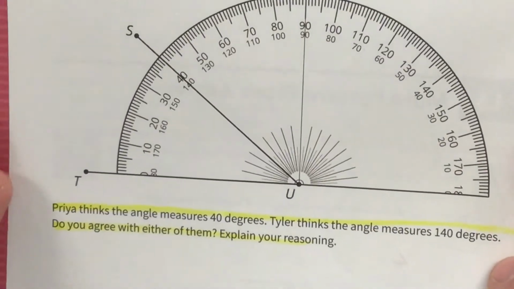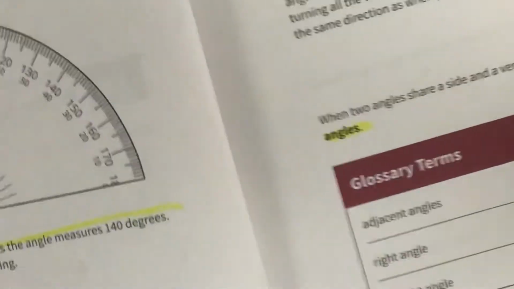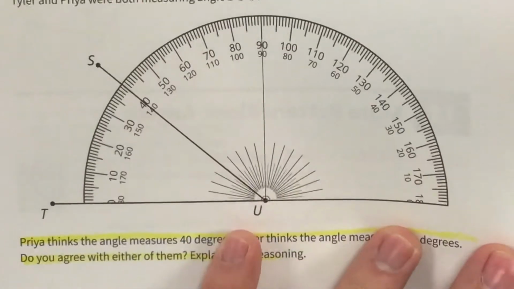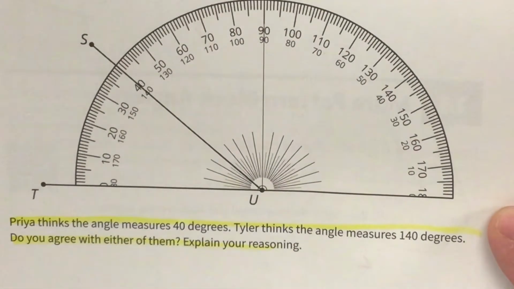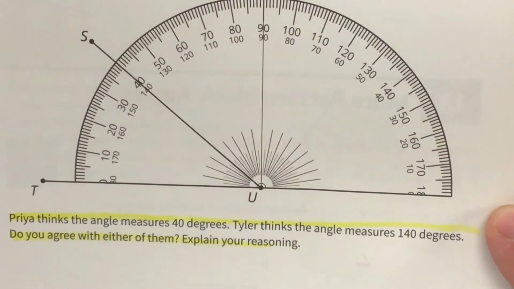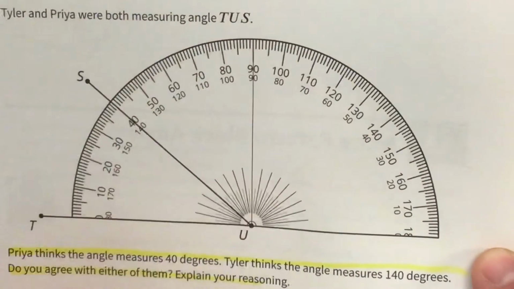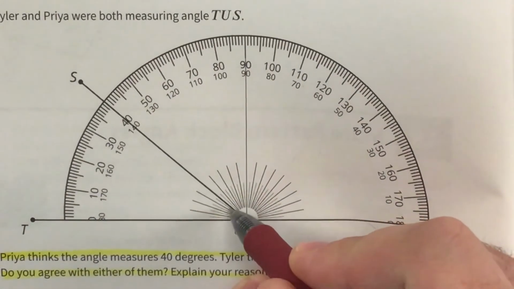All right, so this one you will not need a protractor for because they already have one drawn for you. So we'll use their drawing. So don't measure anything here. It says Priya thinks the angle measured is 40 degrees. It's talking about angle TUS, it says. That would be this angle right here.